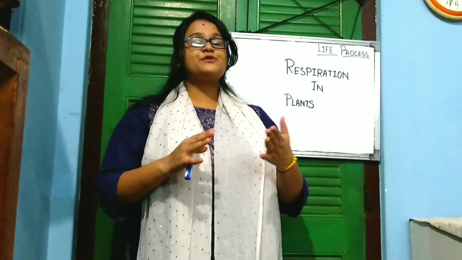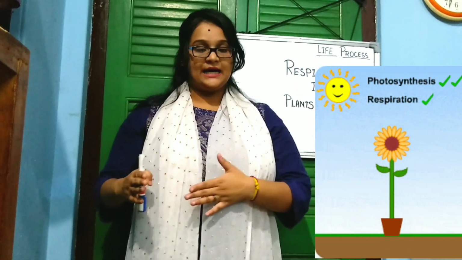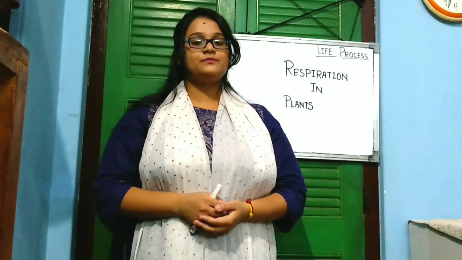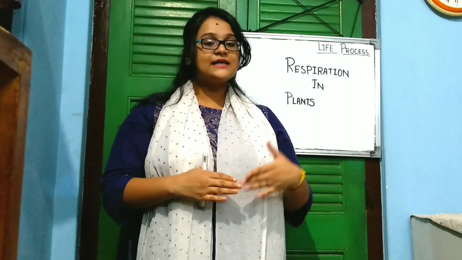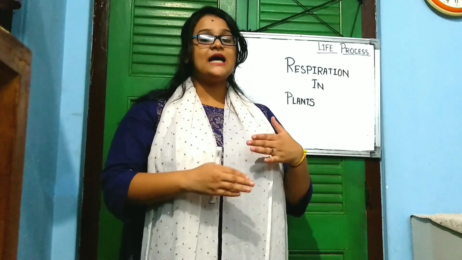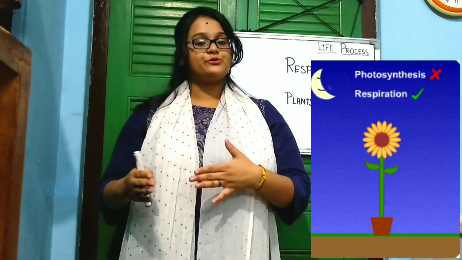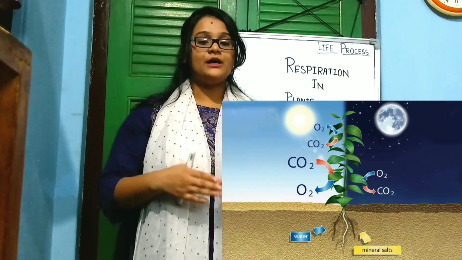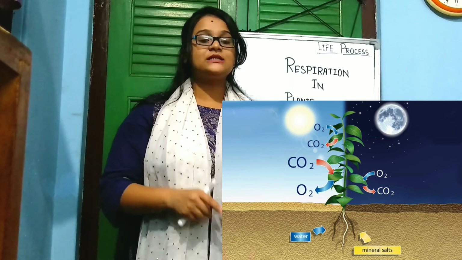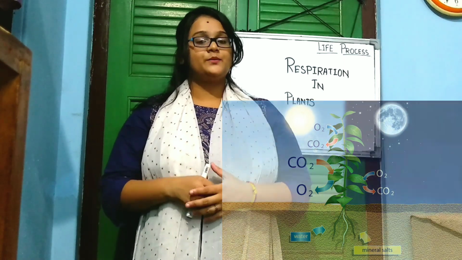Respiration occurs both in day and night, but photosynthesis occurs only in the daytime. So, during the daytime, the carbon dioxide that is produced is used up in the photosynthesis by the leaves. But at night time, since no photosynthesis occurs, no oxygen is produced. Therefore, oxygen from the air diffuses into the leaves to carry out the respiration process. And the carbon dioxide produced during the respiration is diffused out into the air.